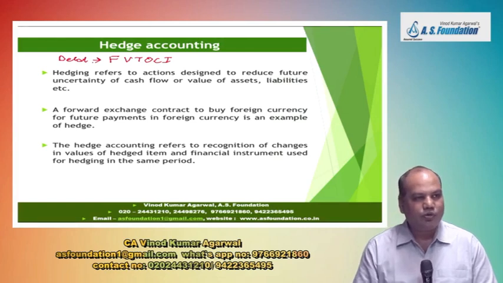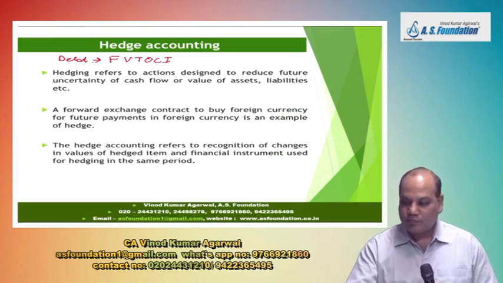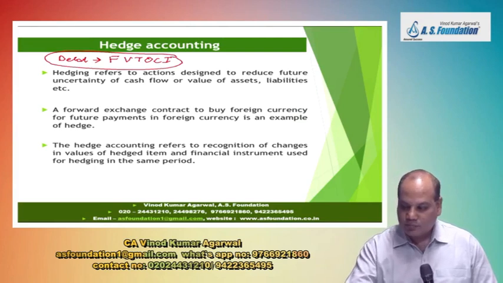Suppose you have a bond which you have decided to measure at FVT OCI. Understandable? When will a debt instrument be measured at FVT OCI? When the contractual cash flow test is fully satisfied and business model test 2 is satisfied. The objective is to collect the cash flow or sell the instrument also. Now, to protect the value of this instrument, you use a derivative.